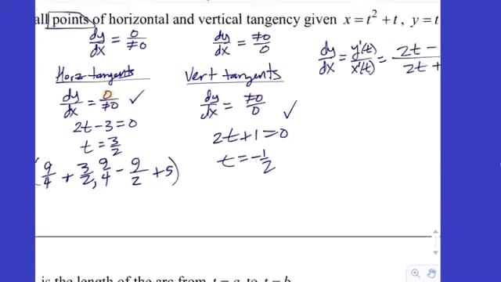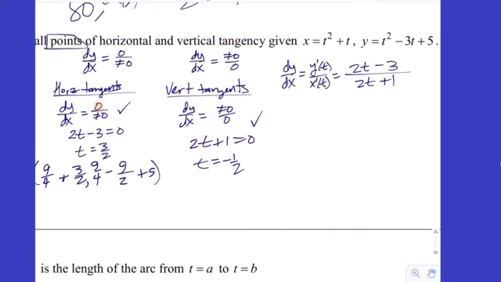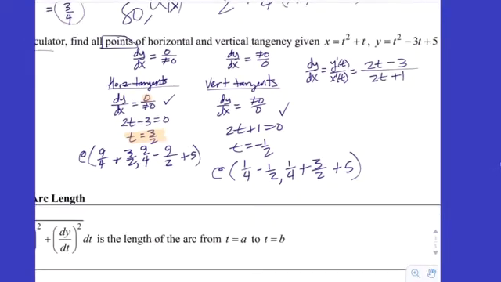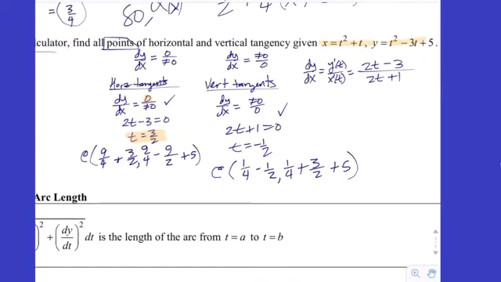And then for the vertical tangency, kind of the same thing. This is going to be at, we'll plug a negative 1/2 in, so we get positive 1/4 minus 1/2, and then positive 1/4 plus, it becomes plus 3/2 plus 5. So those would be the x, y ordered pairs. And again, all I'm doing is plugging, like we did yesterday, the t values into the x and y equations to get their coordinates.